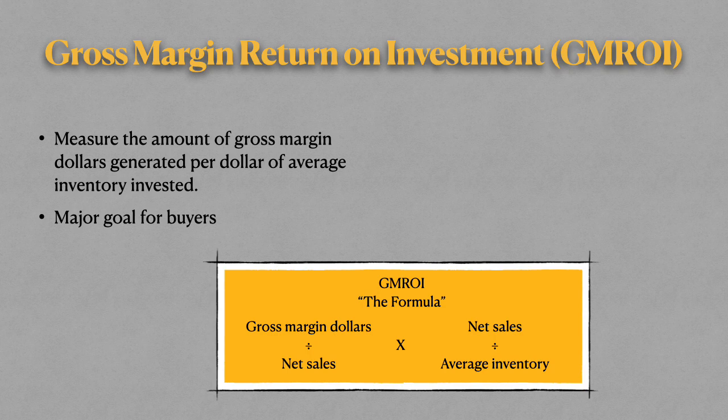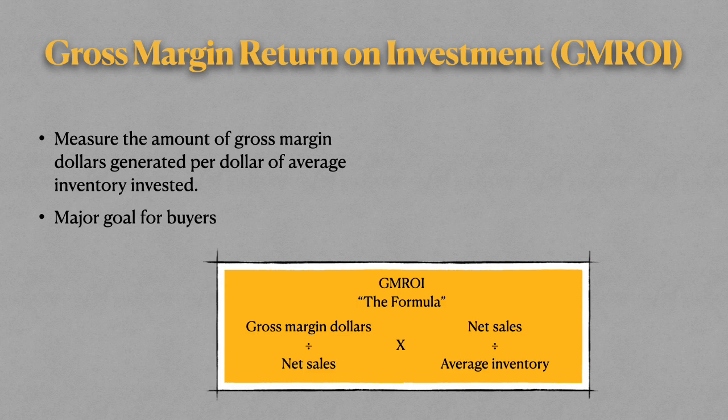Your gross margin return on investment, or GMROI, creates a single measure of performance by integrating two performance measures, gross margin and turnover. It measures the amount of gross margin dollars generated per dollar of average inventory invested. Typically, a high turnover and high gross margin yields a high GMROI, and a low turnover and low gross margin will yield a low GMROI. Maximizing GMROI is a major goal for buyers because high turnover and high gross margin are desirable merchandising objectives.